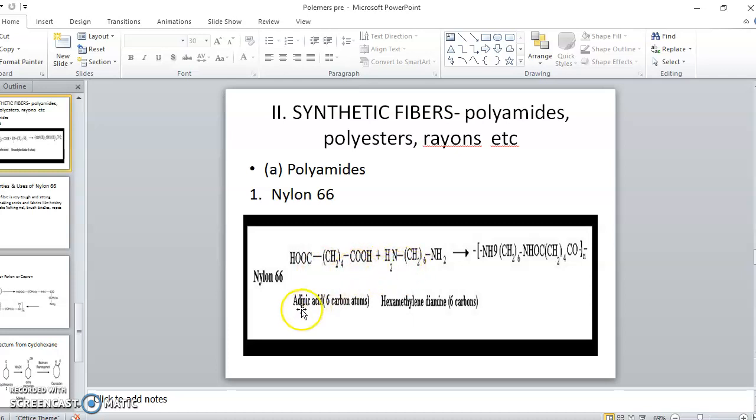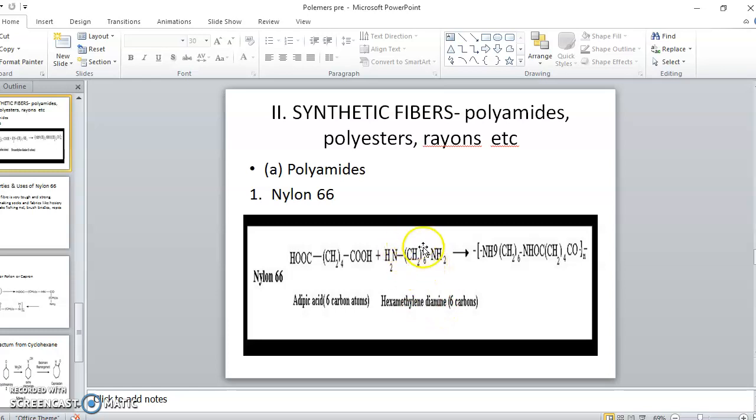They are, first one, adipic acid. Adipic acid contains 6 carbon atoms. Here you have CH2 4 times, so there are 4 carbons, and here you have one COOH, and here also you have COOH. So there are 6 carbons. The common name of this compound is adipic acid, and the next monomer is hexamethylene diamine.